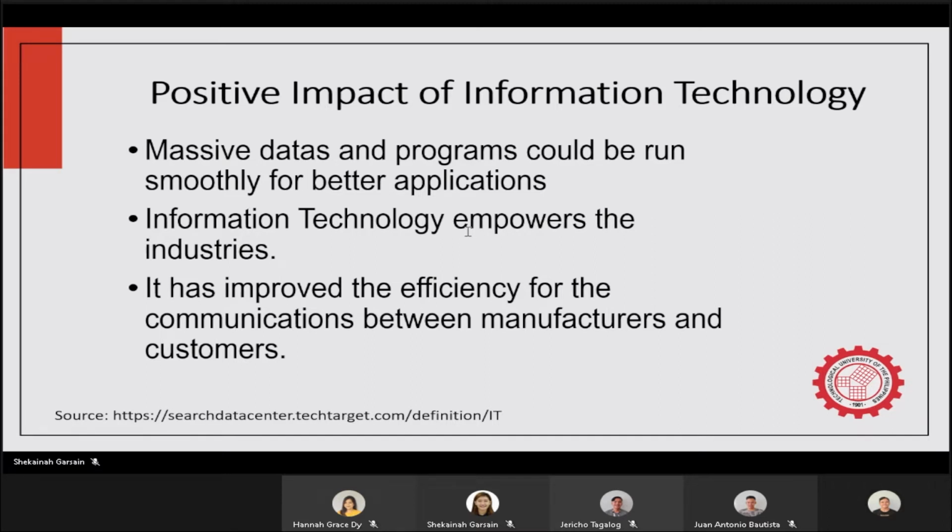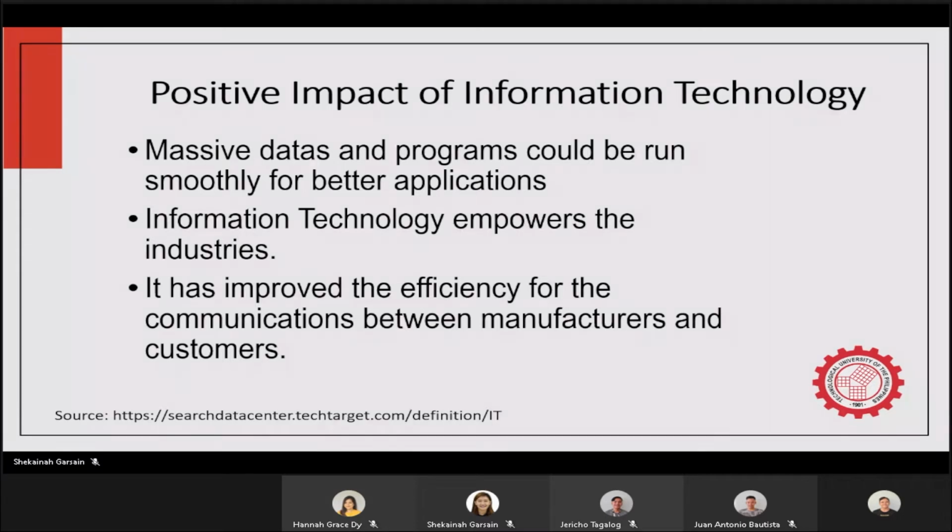And it has improved the efficiency for the communications between manufacturers and customers. Mapapadali nila yung pag-interact nila sa kanilang mga customer gamit yung internet, of course yung mobile devices. Kaya kahit na hindi sila mag-meet face to face, pwede nilang makausap yung kanilang mga clients and customers para mas mapabilis din yung pag-uusap nila or transactions.